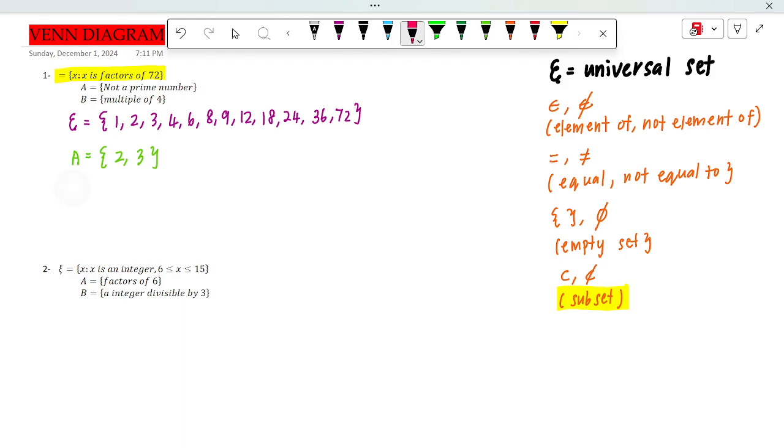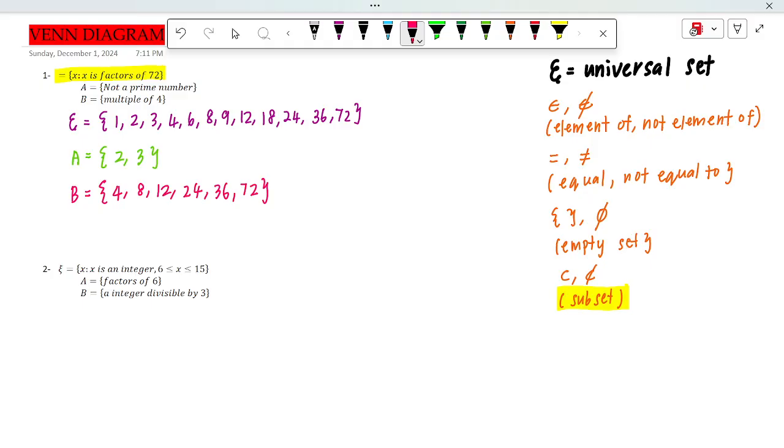Next, you will list out for B. What is your B? B is multiple of 4. So from your list of universal set, which is multiple of 4? 4, 8, 12, 24, 36. Okay, how about 72? Can 72 be divided by 4? Yes, so the last one will be 72. Okay, so these are all multiple of 4.